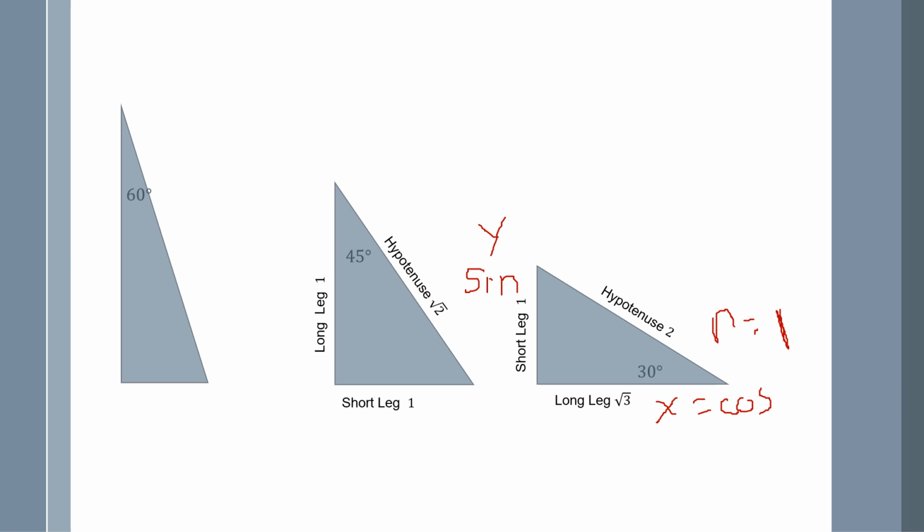Now the 60 degree, the hypotenuse is still 2. Your short leg has changed because your short leg is right there. So your short leg in the 60-degree triangle becomes your x value, or your cosine value. And then your long leg is your y, your sine value. Again, this is important as we build the unit circle.